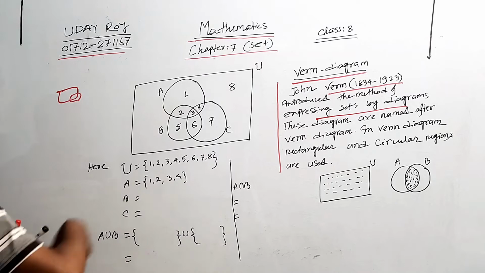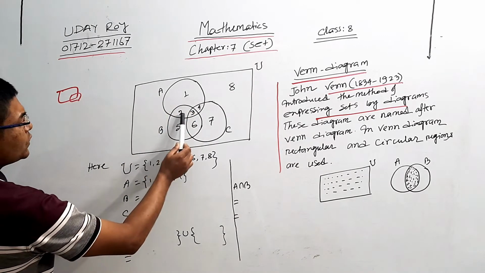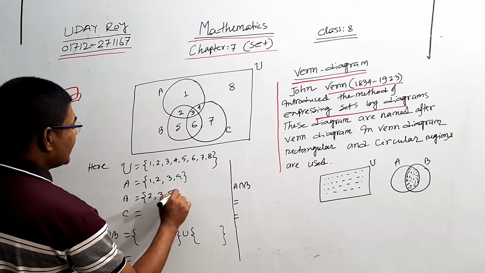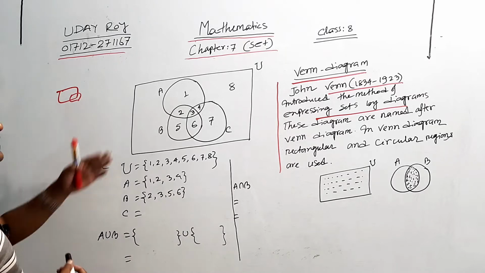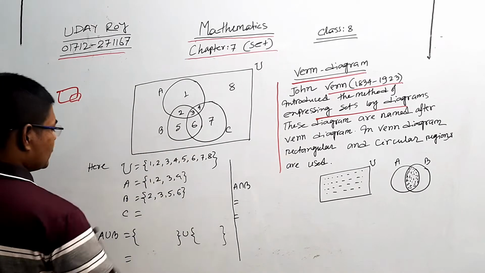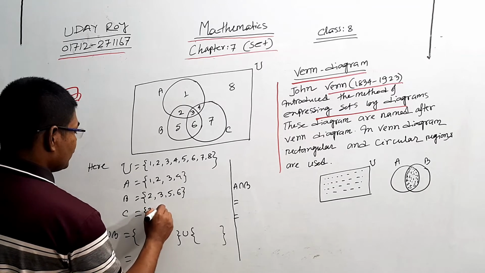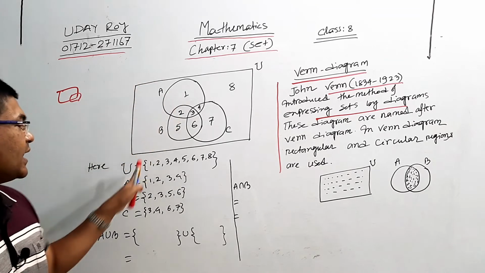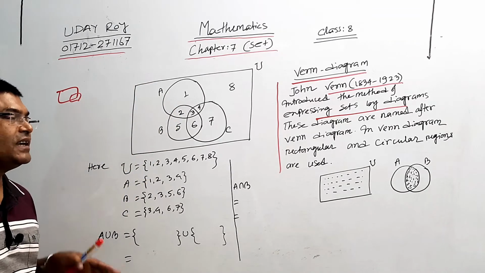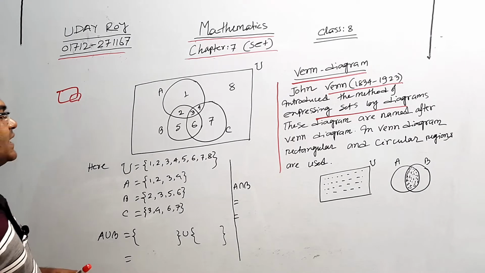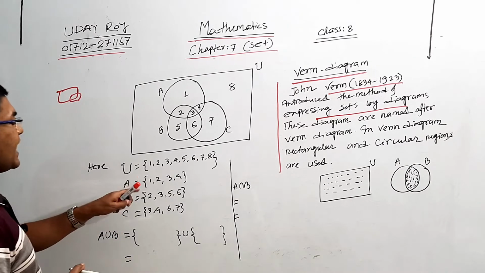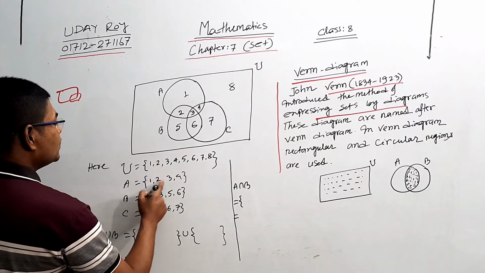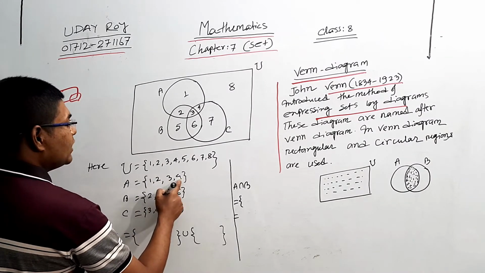So B equal what? So in circle B we can see 2, 3, 5 and 6. And C we can see 3, 4, 6 and 7. So according to the Venn diagram we have got A, B and C. So easily we can find out A intersection B. So what is A, what is B? So you have to write first A equal 1, 2, 3 and 4.